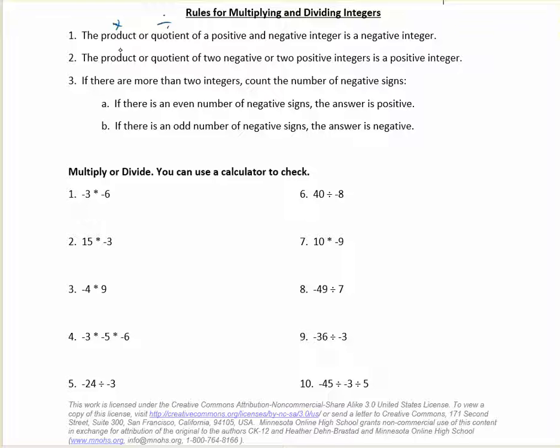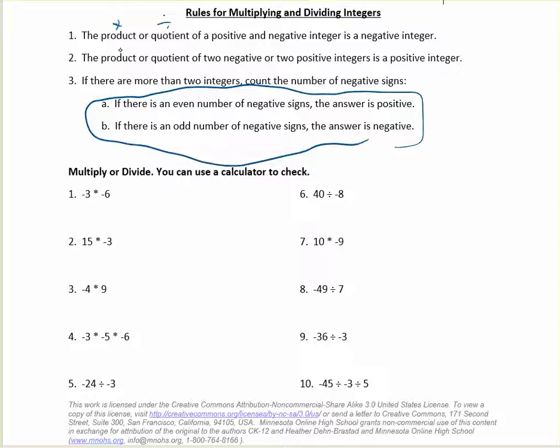If there are more than two integers, count the number of negative signs. If there's an even number of negative signs, the answer is positive. If there's an odd number of negative signs, the answer is negative. This works even if you only have two numbers. An even number would be 2 or 4 or 0, then the answer is positive, or any multiple of 2 after that. If it's an odd number of negatives, like 1 or 3 or 5, then the answer is negative. You may have seen it written like this.